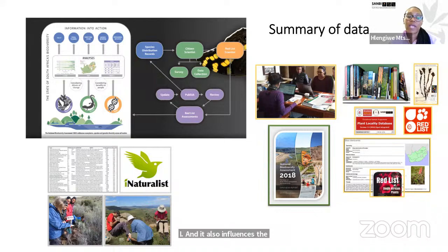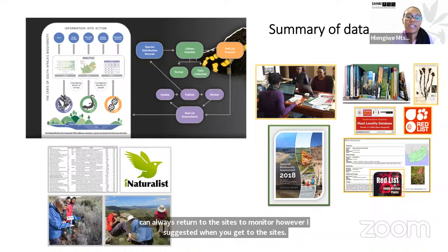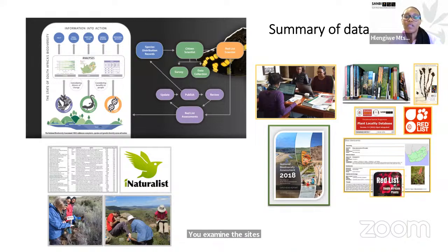So I would like to encourage people to join this project on iNaturalist. As I have stated before, sometimes you may not recall all the details required for the Red List Africa project. It's okay, if you don't remember, you can estimate. You can always return to the site to monitor. However, I suggest that when you get to the site, you examine the site, record that information for later use, and identify the threats wherever you are in the field.